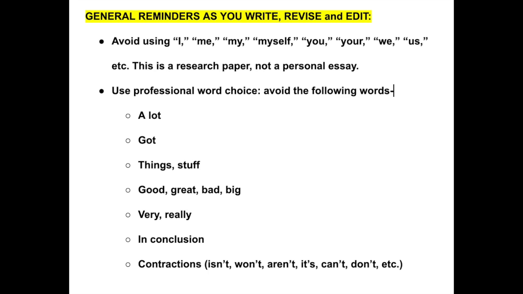Okay, so besides those words to avoid, there are also the words that we've talked about with your biography research paper, which include things like a lot, got, things, stuff, good, great, bad, big, very, really, in conclusion, which is overused quite a bit, and avoiding contractions. So instead of saying isn't, you would say is not. So you would write out the words instead of using the apostrophe for the contraction.